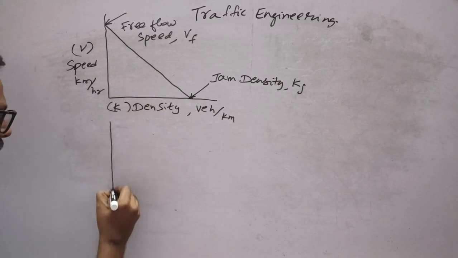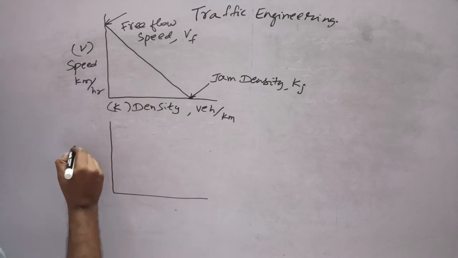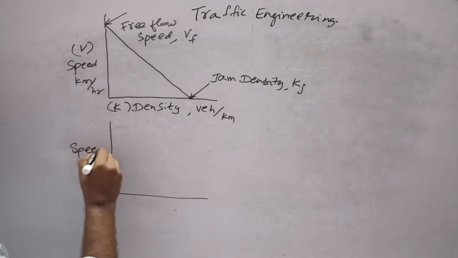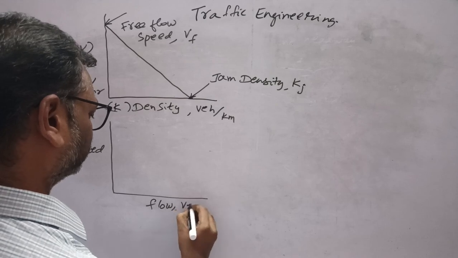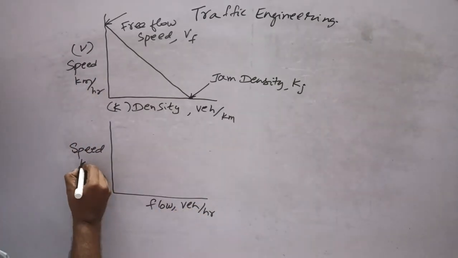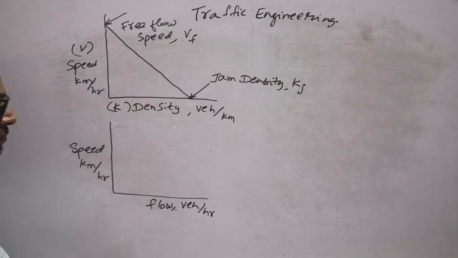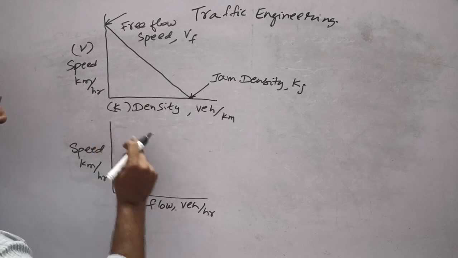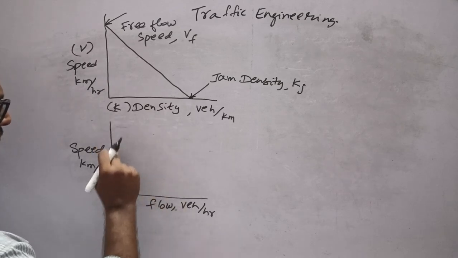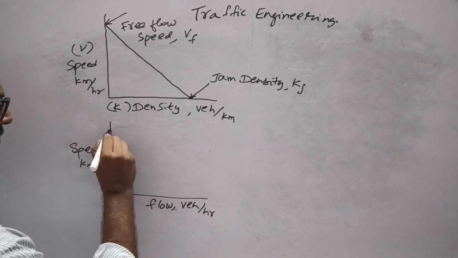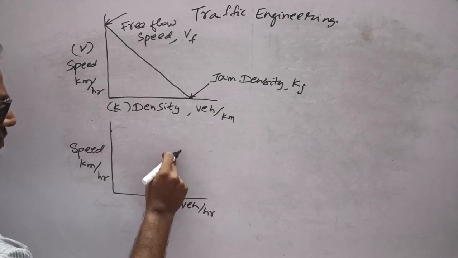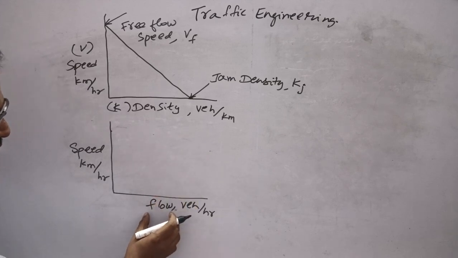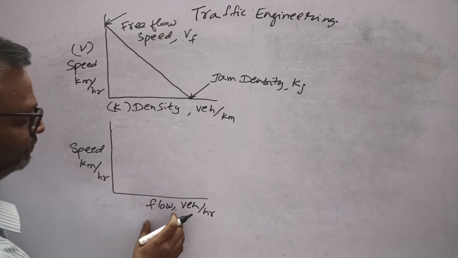Now see, speed and flow, that is volume. As the volume increases, the speed will decrease, and there is one point where you get maximum flow, that is capacity of that road.